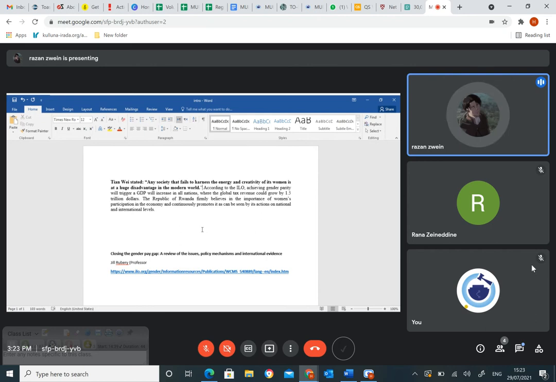We're done with it. The second part of the introduction, what should it be, if anyone remembers? Maybe statistics? Yep, that's really true. It's an excellent job. Okay, so the second part is to include statistics that could actually shock the reader. So right here, I wrote, according to the ILO, achieving gender parity will trigger a GDP increase. Sorry, here's a mistake. In all nations where the global tax revenue could grow by $1.5 trillion. This is the type of numbers that could shock the readers and that could tell them that, whoa, this topic is really important. So here it is, the statistic that will shock the readers, will show the importance of the topic, and also will strengthen your country's stance.